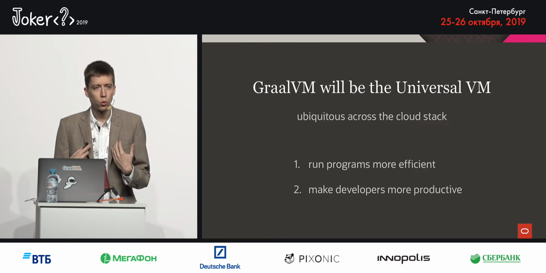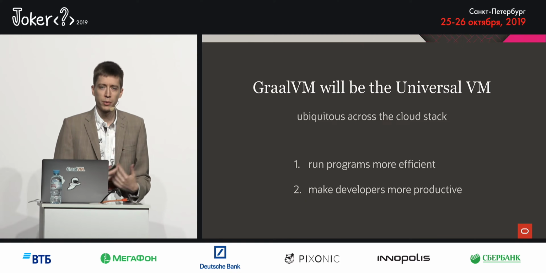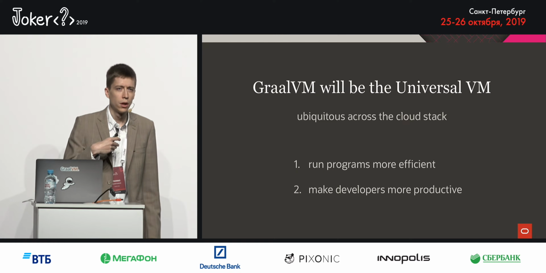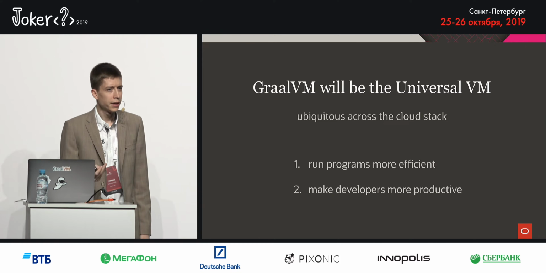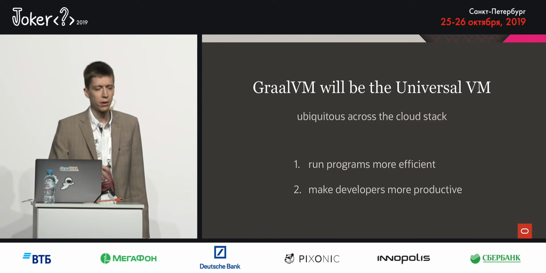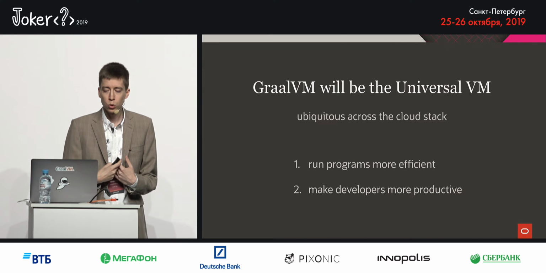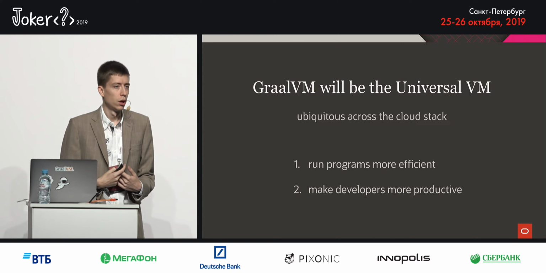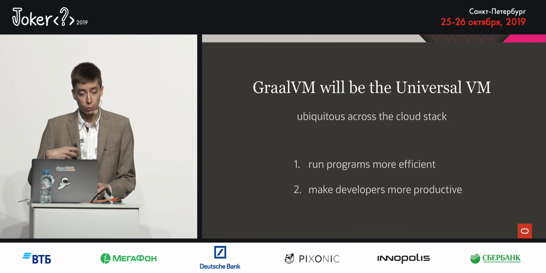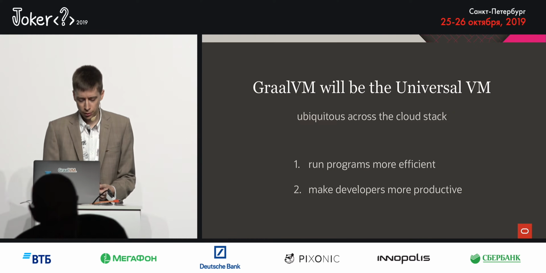These are really the two main goals of the GraalVM project. One is to run programs more efficiently, just make them run faster, with less memory, with better startup. And the second goal is to make developers more productive, in the sense that we want developers to choose the language they like, and not care about what the actual performance of that language is. So we want to give you a way to write your programs with high-level abstractions that enable you to code faster, and the underlying virtual machine should make those abstractions performant.